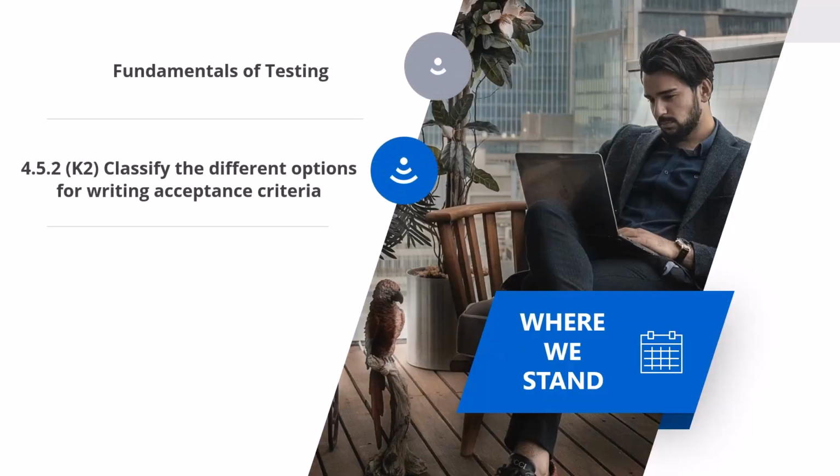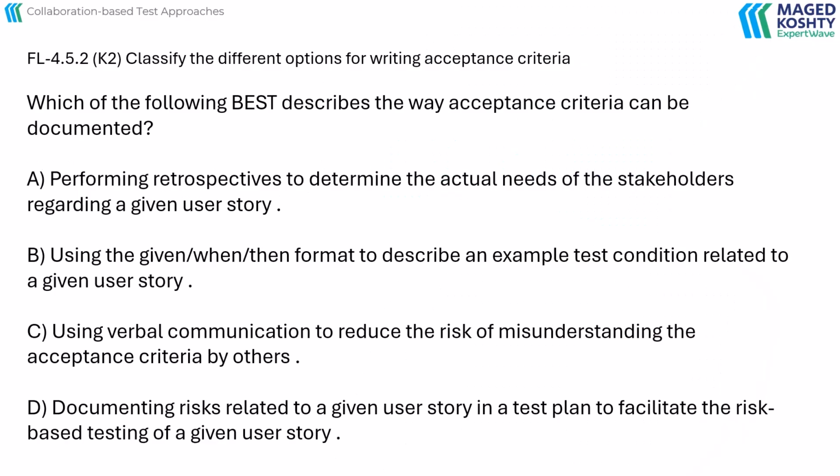Foundation Level Objective 4.5.2 K2. Classify the different options for writing acceptance criteria. You will get a question about writing acceptance criteria in the exam. First question: which of the following best describes the way acceptance criteria can be documented?